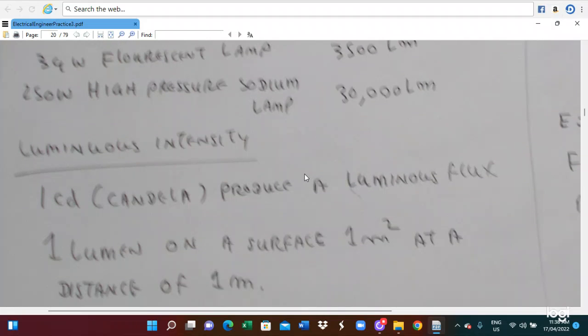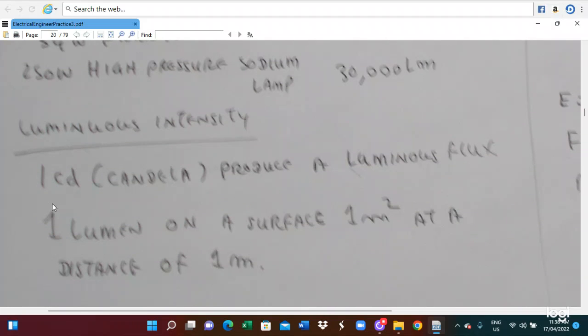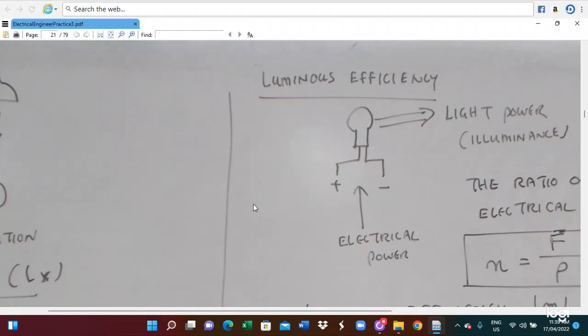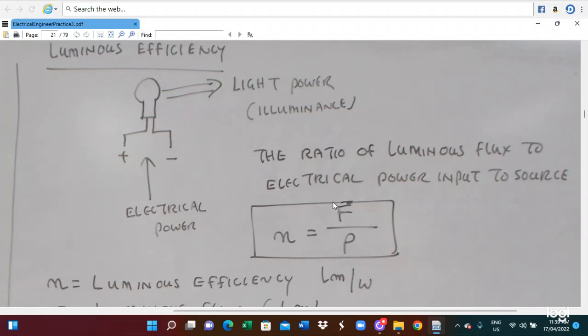Luminous intensity can be explained like this: 1 candela produces a luminous flux of 1 lumen on 1 square meter at a distance of 1 meter. So 1 candela means it produces 1 lumen on 1 square meter at a distance of 1 meter. Next is the luminous efficiency calculation.